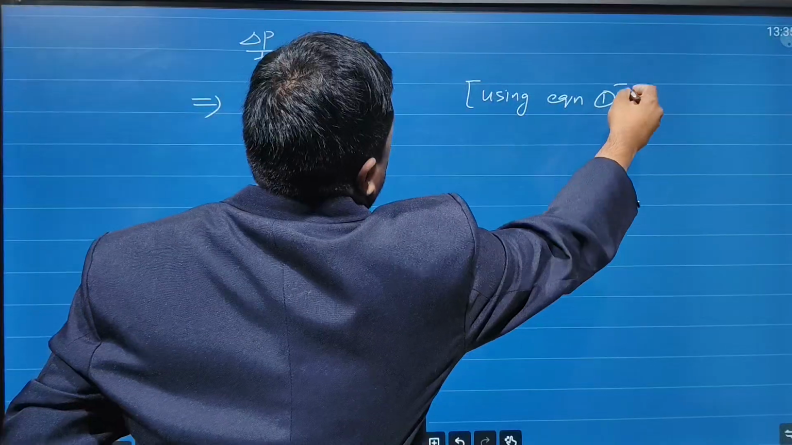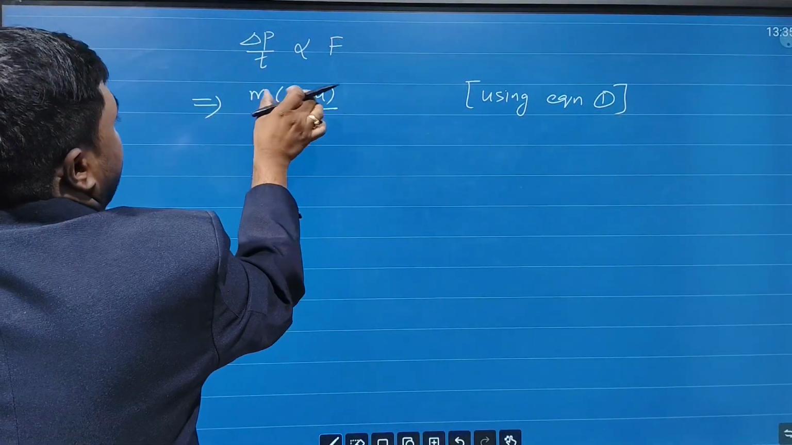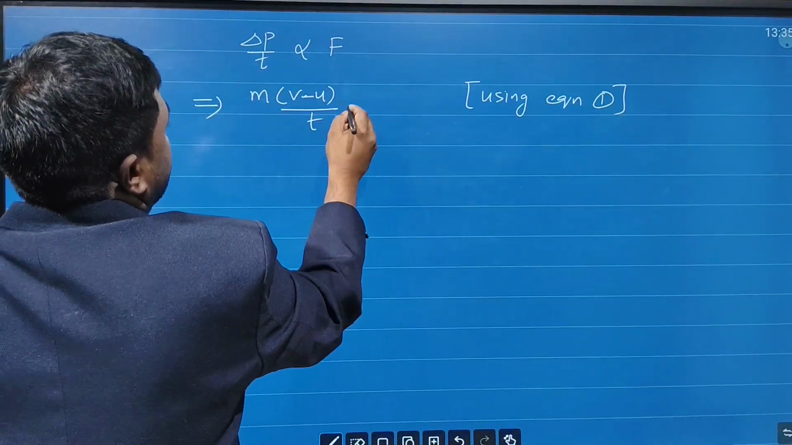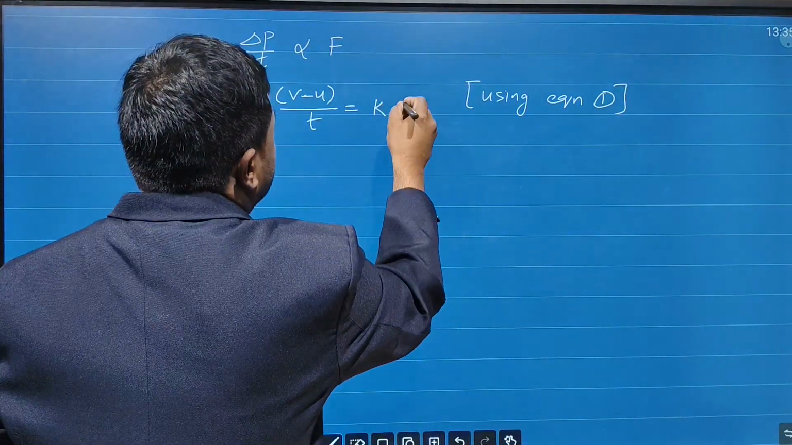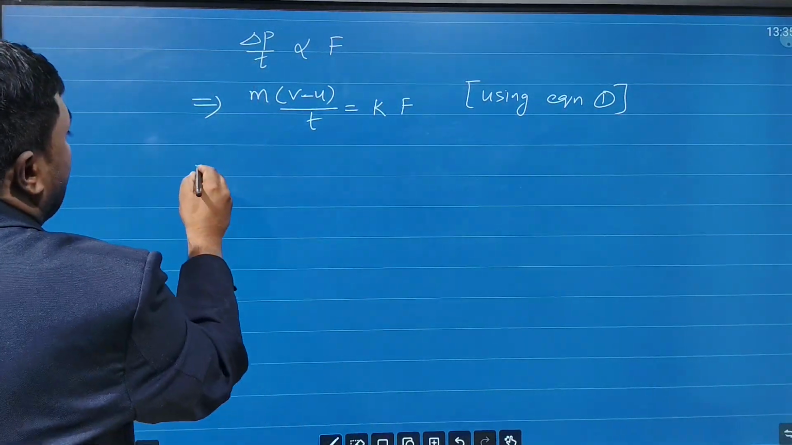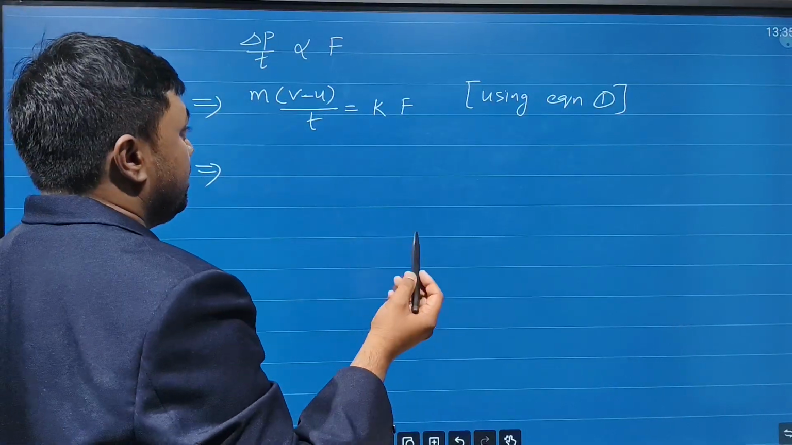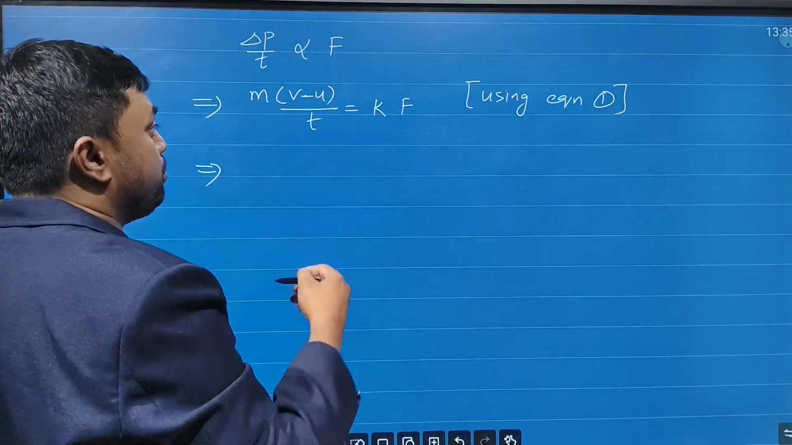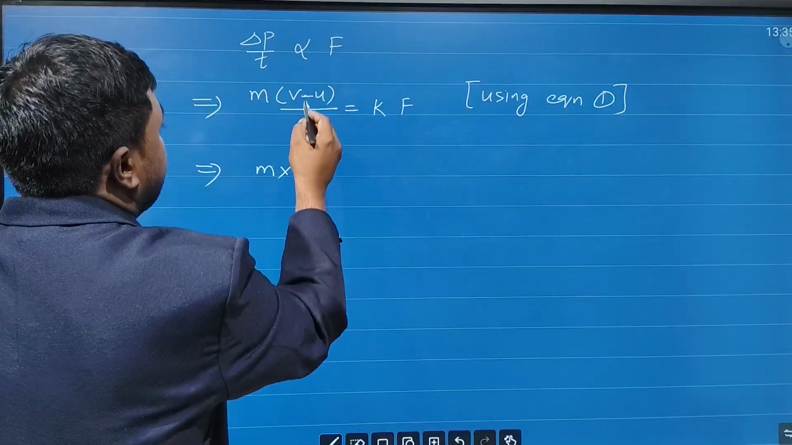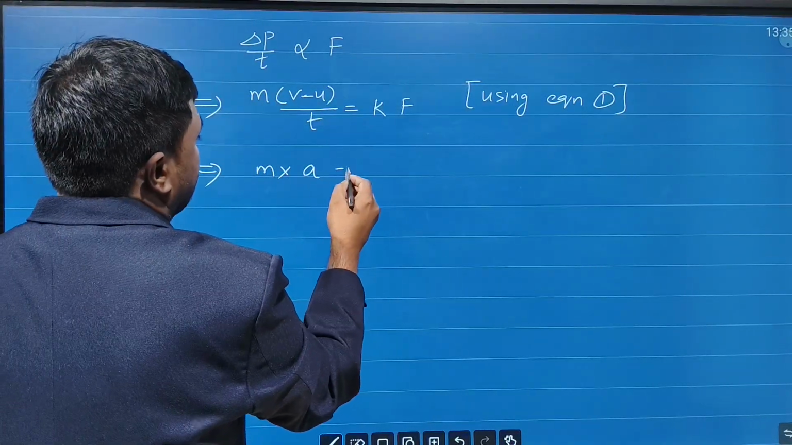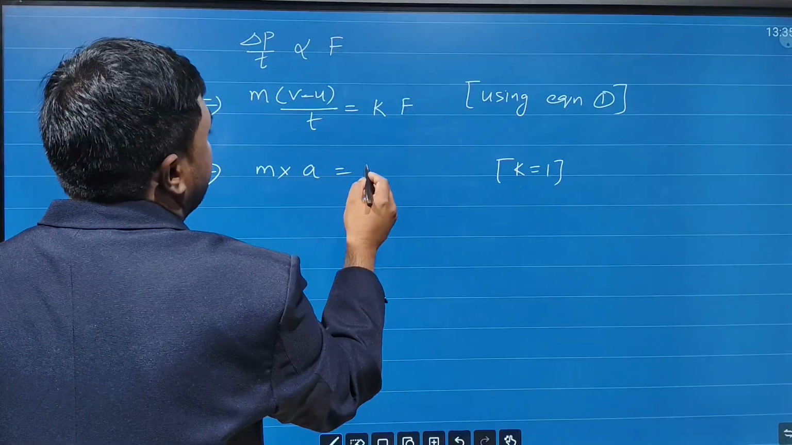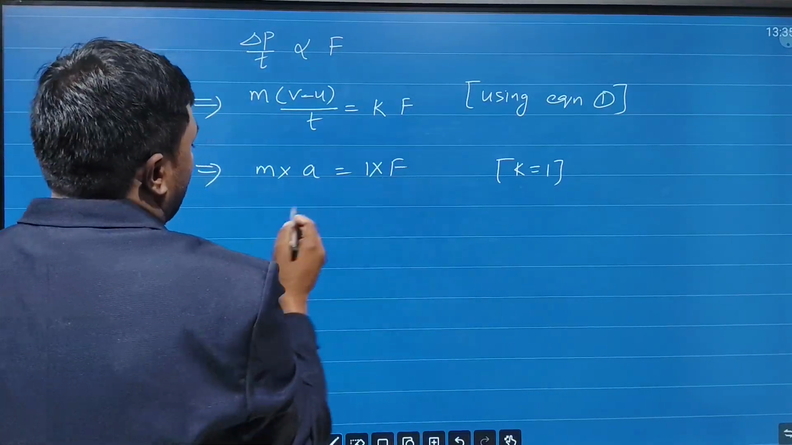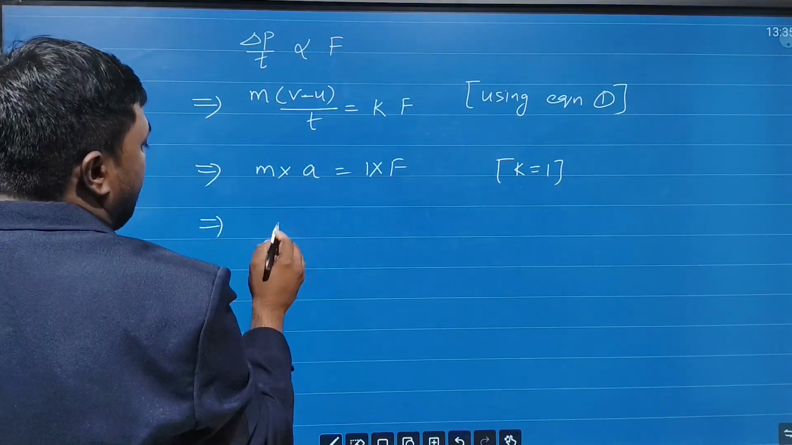Using equation 1, delta p is what? m times (v minus u). Now that is equal to, when you remove the proportionality in physics, you have to put a constant k into F. As we have learnt, (v minus u) by t is what? Acceleration. Change in velocity by time is acceleration, and the k value you can assume as 1. So what we can write? m into a is equal to 1 into F. Or finally, we can write F is equal to m into a.